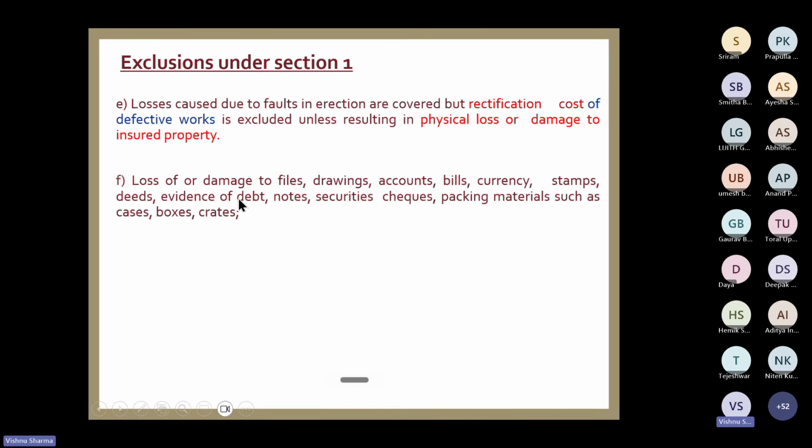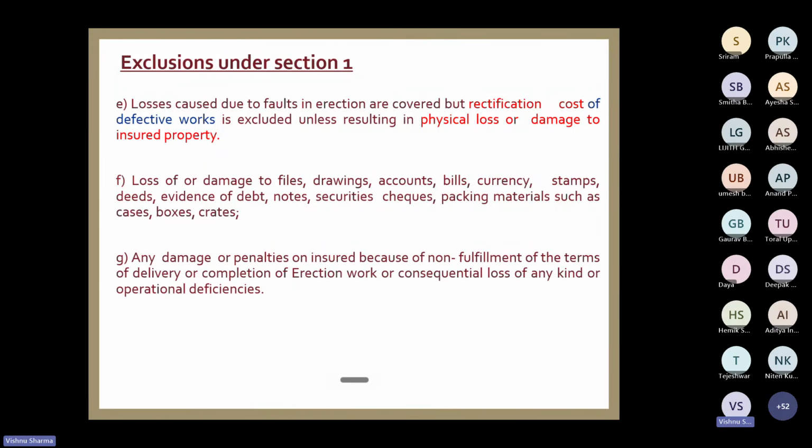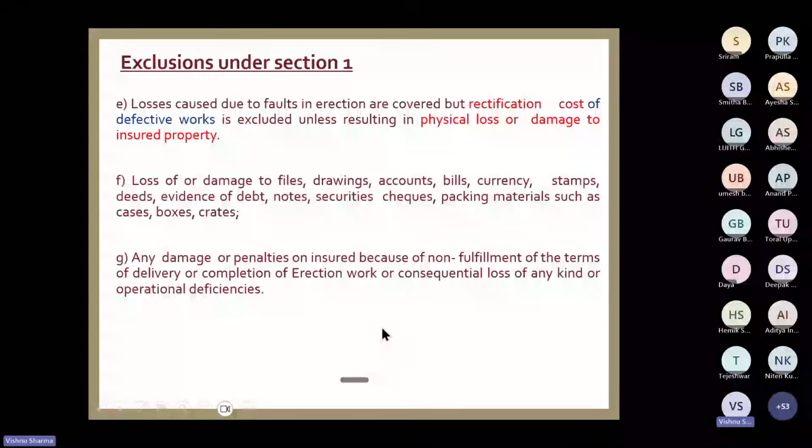Then your common exclusion: loss or damage to files, drawings, accounts, bills, currency, stamps, deeds, all these things are not covered under the policy. Any damage due to penalties imposed on the insured due to non-completion of project in time. Many times there is a contractual liability on the contractor. If you don't finish this project by this so and so deadline, there will be a penalty of 30%, 40%, something like that. So if the contractor is penalized due to non-fulfillment of the terms of the contract, then the insurance company is not responsible for that.